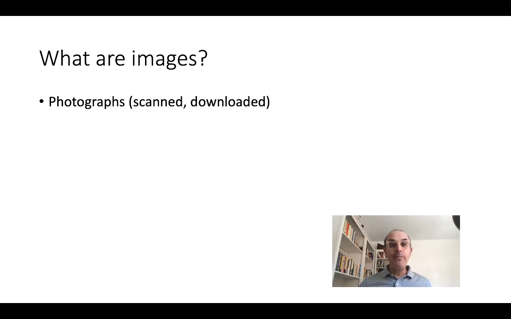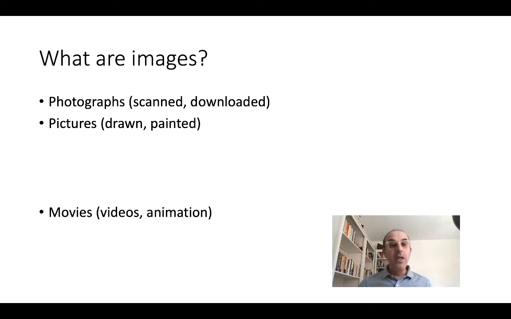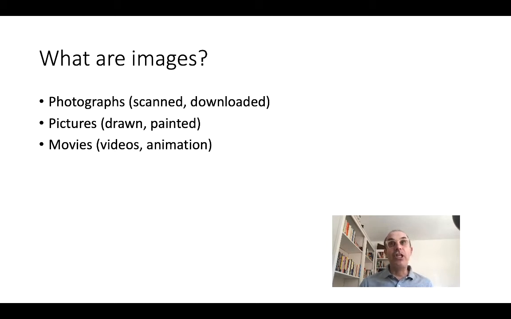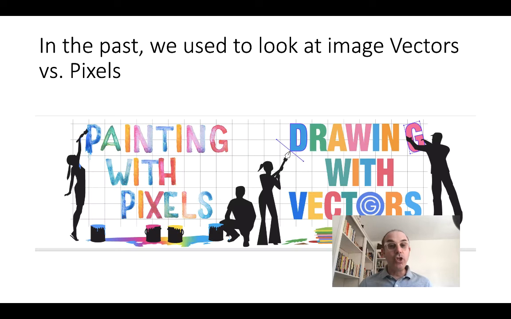So what are images? They can be photographs or scans or downloads. They can be pictures, drawn or painted. They can be movies such as videos or animation. And in the past, we used to look at images as vector versus pixels.